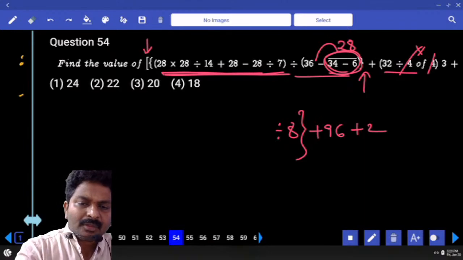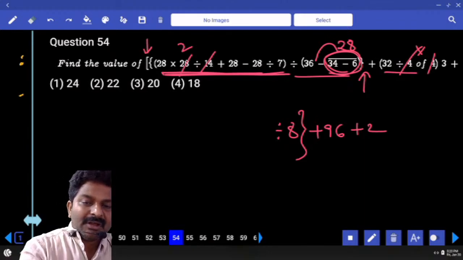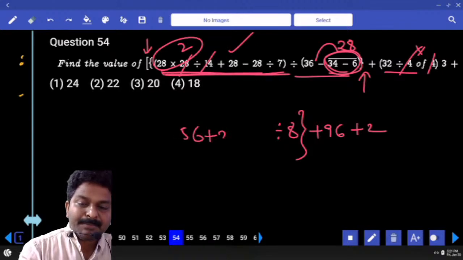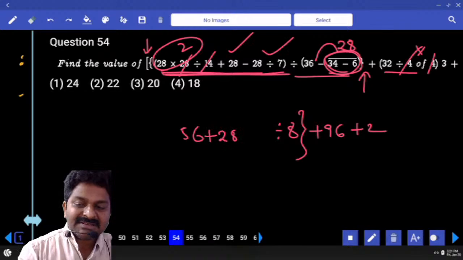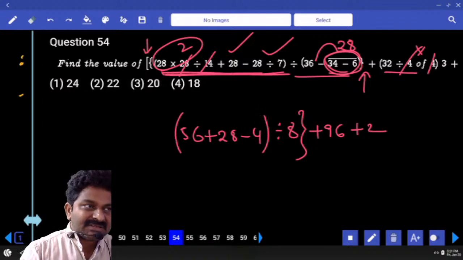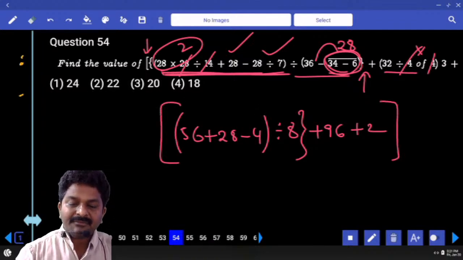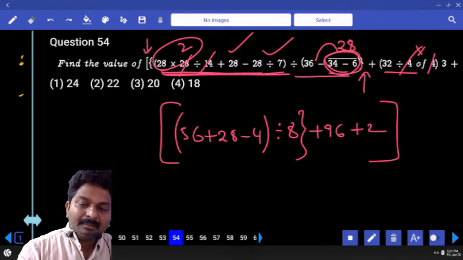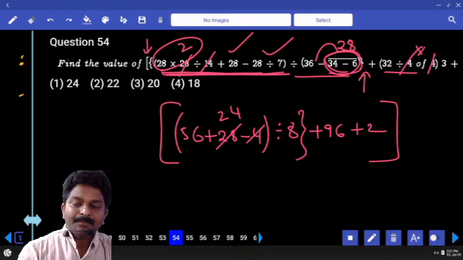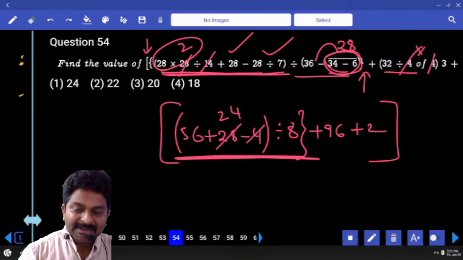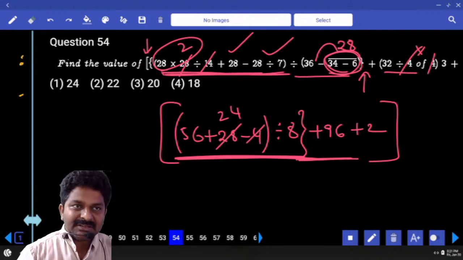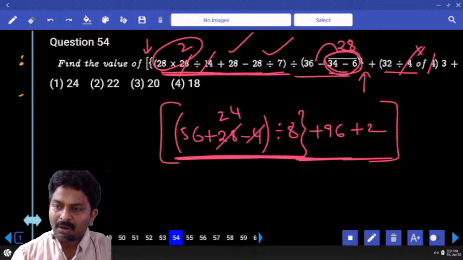Come on. 14, 2 times. How much is this? 56. 56 plus 28. 28 divided by 7, that is minus 4. This is the braces. And for all this we have square braces. Minus 4 subtracted from this number, which is 24. 56 plus 24, 80. 80 divided by 8, 10. 10 plus 96, 106 plus 2, 108.